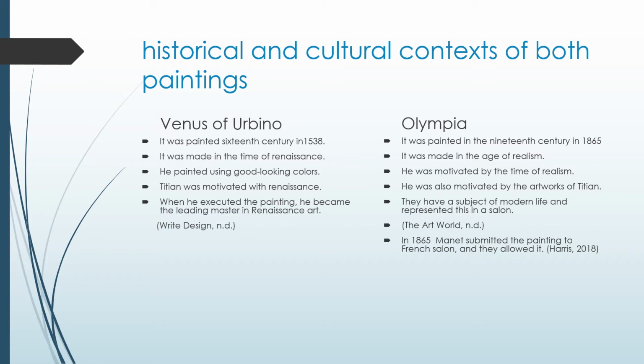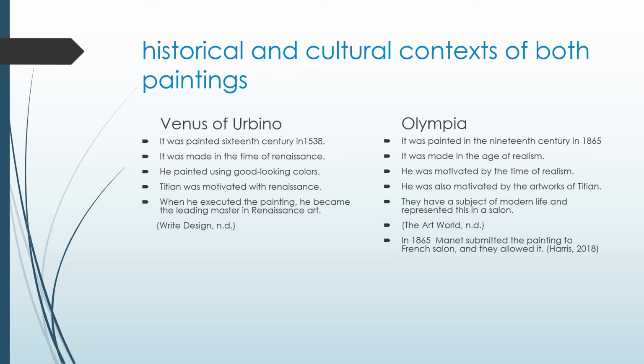As you have seen, the painting Olympia has a nude woman. He came up with the idea of drawing a nude woman because he was motivated by the painting of Titian, called Venus of Urbino, and he came up with the painting of Olympia as a nude woman. Also, he had a subject of modern life, and he was supposed to represent this in a salon. They were in modern life, and they were supposed to draw real things that can be included in that modern life. That's why he painted a nude woman.